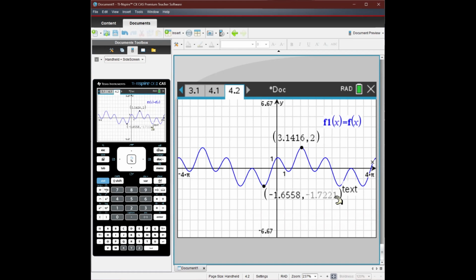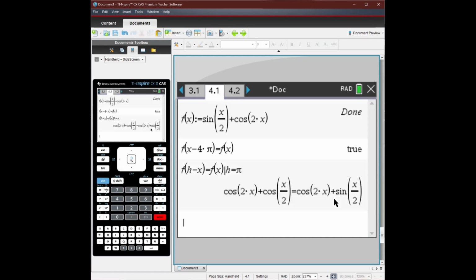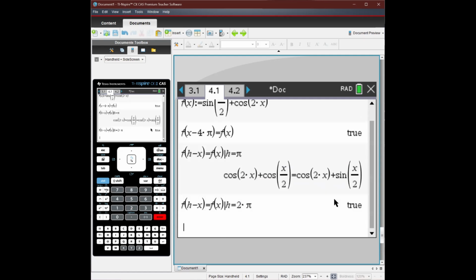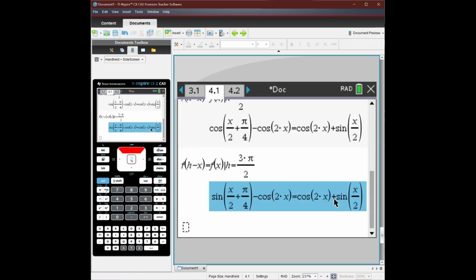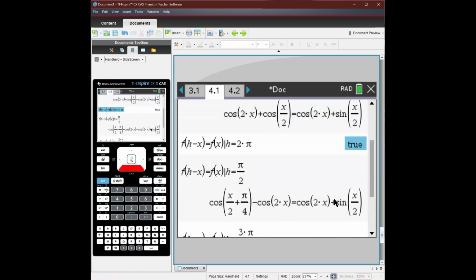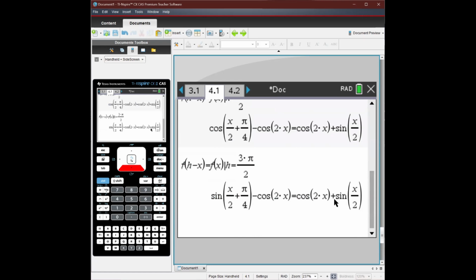And the smallest positive value of h: f of h minus x equals f of x. You can try h equals pi. It's not true. 2 pi, true. Sometimes you might try half pi, but it's not true. 3 pi over 2. So this is a common strategy. You can type out the equation, and given that h is the parameter equal to a multiple of pi, okay? So the smallest positive value of h is 2 pi.